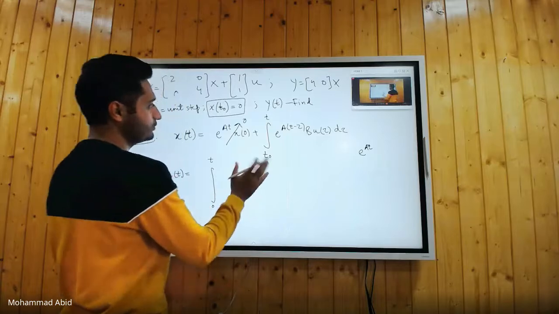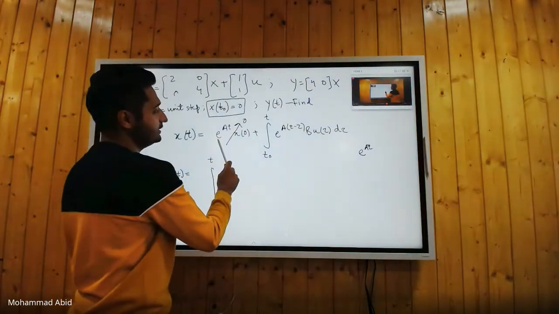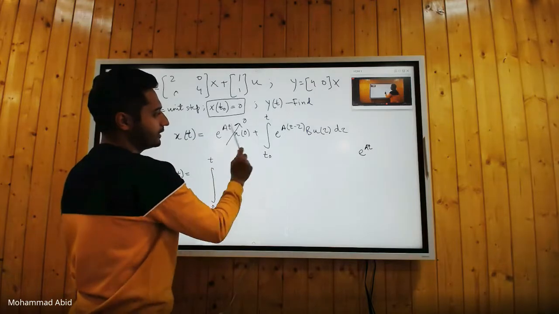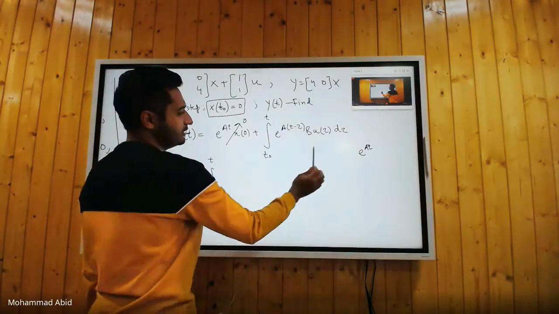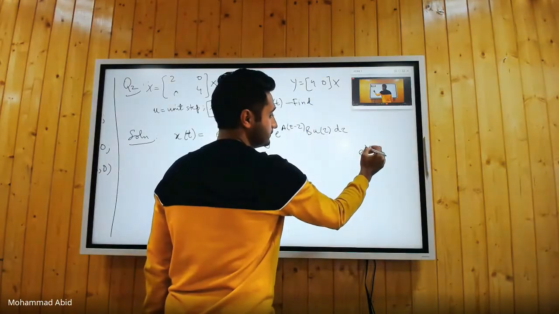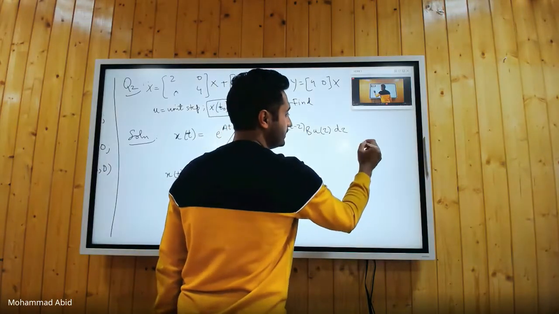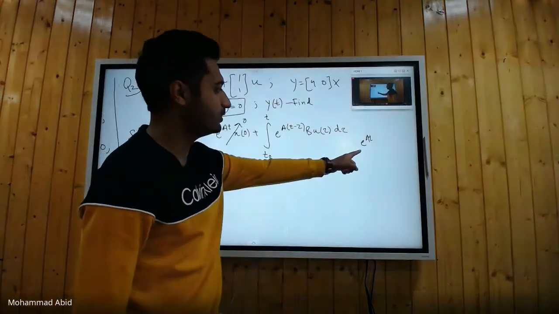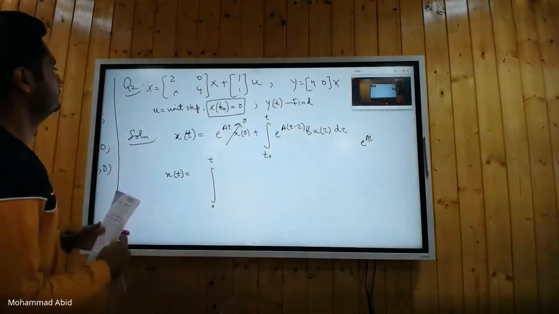Now e to the power At is outside the integral as well as inside the integral. So here this term became 0. Now here you again need e to the power At. Now it depends how you evaluate e to the power At. It depends upon the question at hand, and it depends upon A. See, your A.